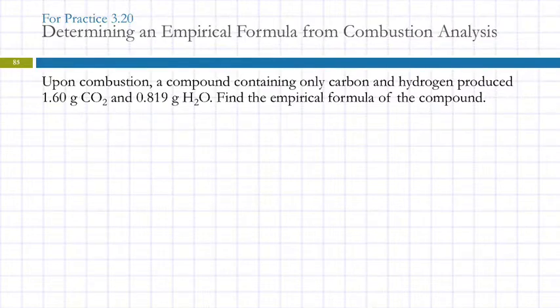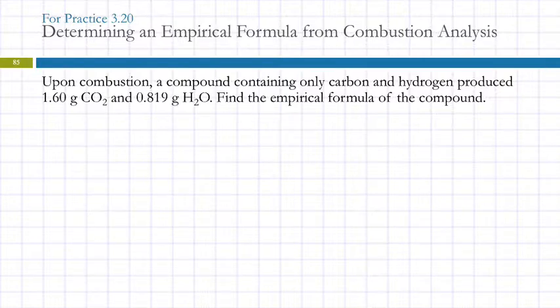So here's an example. Upon combustion, a compound containing only carbon and hydrogen produced 1.6 grams of CO2 and 0.819 grams of water. Find the empirical formula. This is a similar idea to what we were doing before, but there's an extra step at the front. Because to find the empirical formula, we need the mass of each element. This compound contains carbon and hydrogen. We need the mass of carbon and the mass of hydrogen. But we're not given that. We're given the mass of CO2 and the mass of H2O.